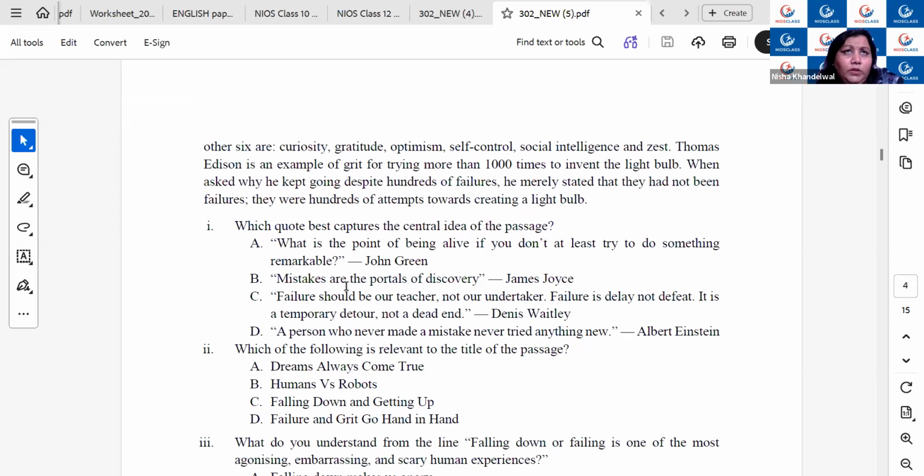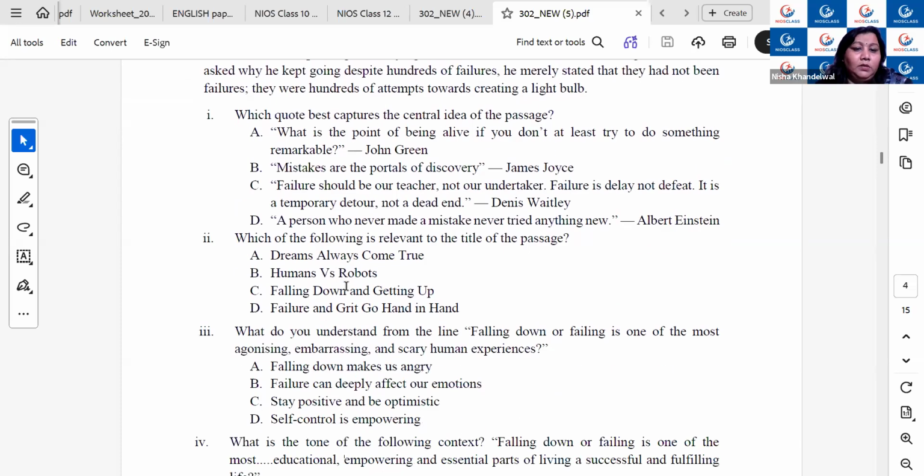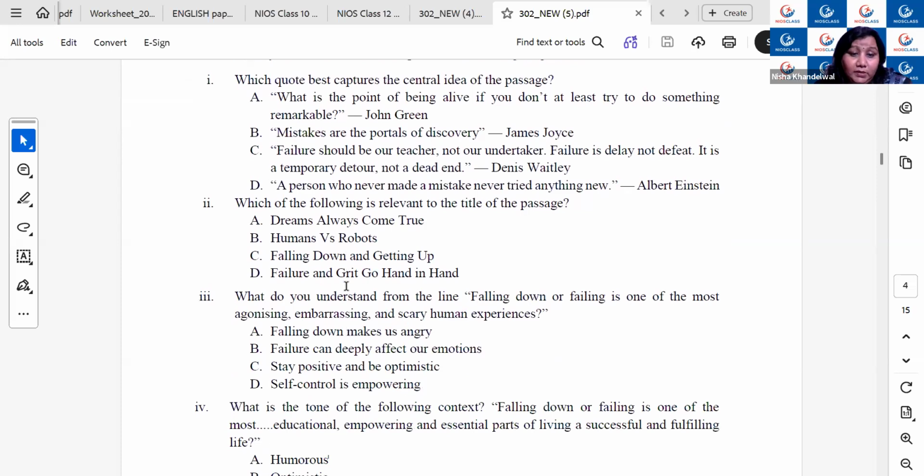Is A right? No, it is not right. Is the B option right? No. Is C right? No. But D is most appropriate, you think. Okay, so you can go with that. That is also a good method to do a passage.